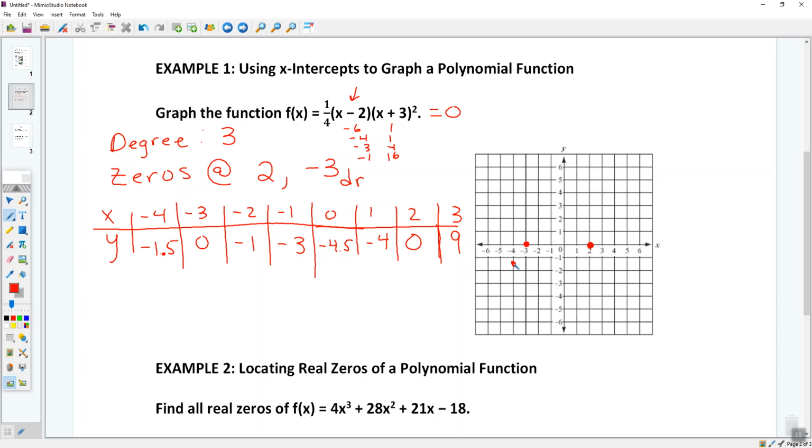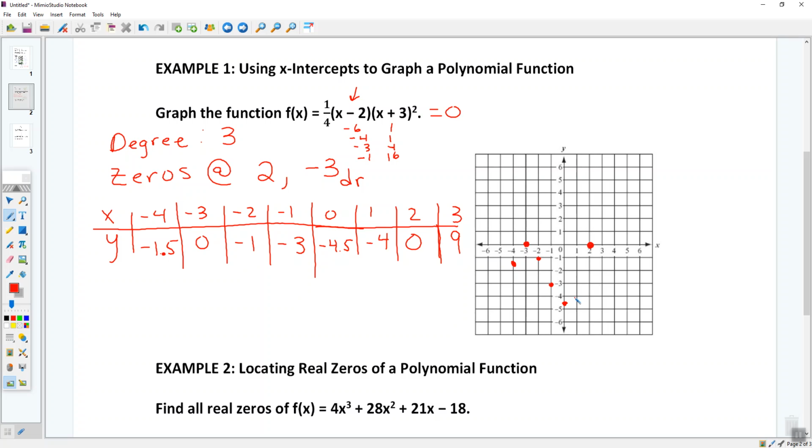Negative 1.5. We knew negative 3 was 0. What's negative 2? Where is 0 at? Oh, I'm sorry, negative 1 first. And negative 1 at negative 3. Where was your, I'm sorry, your 0 was negative 4.5. Negative 4.5 right here. Okay, what's the next point I should plot?